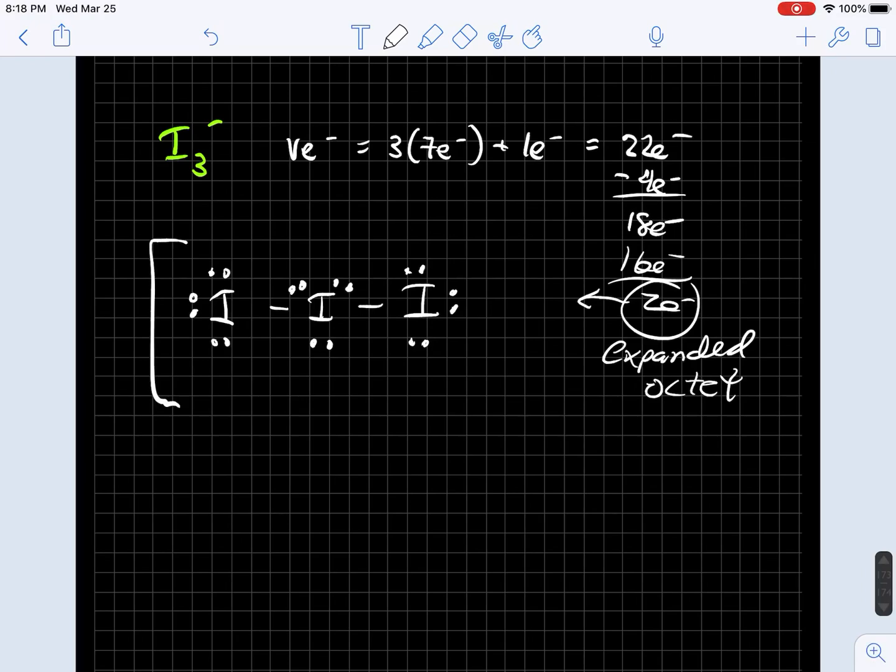And then we said with an ion, you put brackets around it and you put the charge on the outside of the ion. So there's our expanded octet, a violation of the octet rule, but iodine can do it because it's got that d orbital spacing.